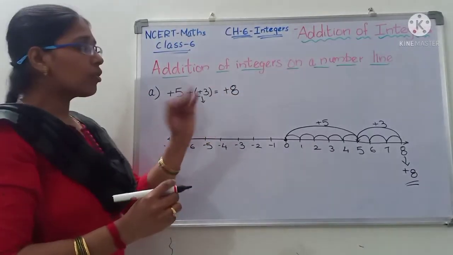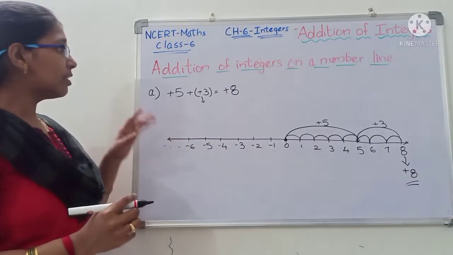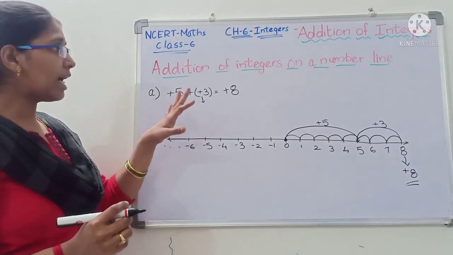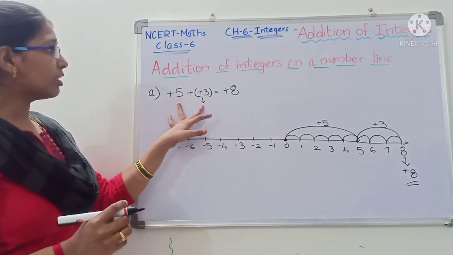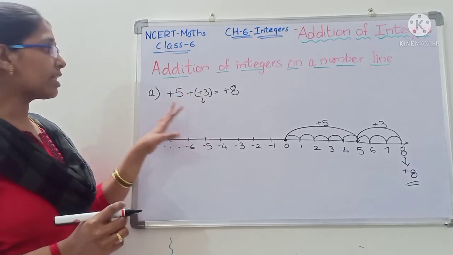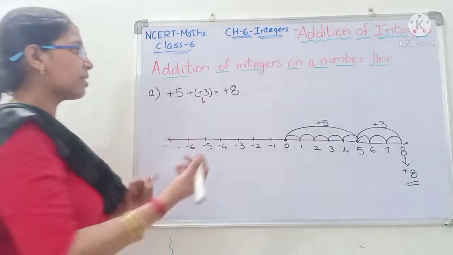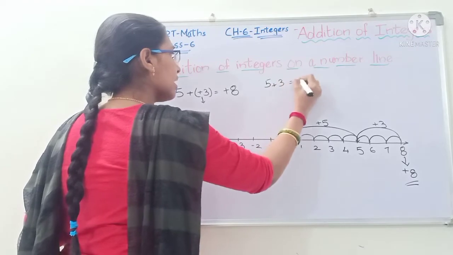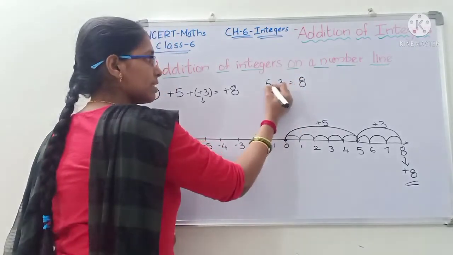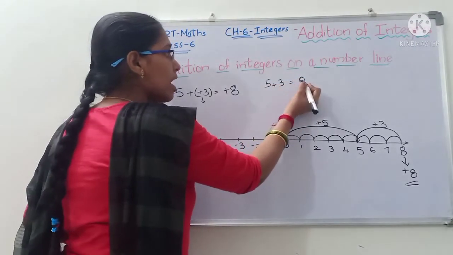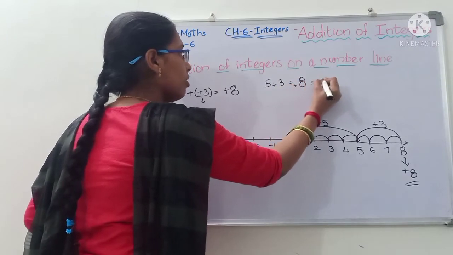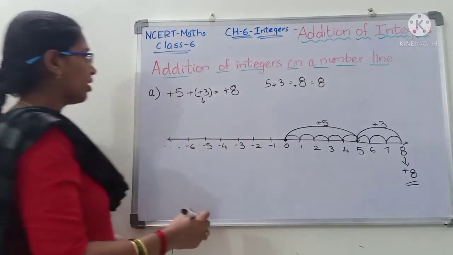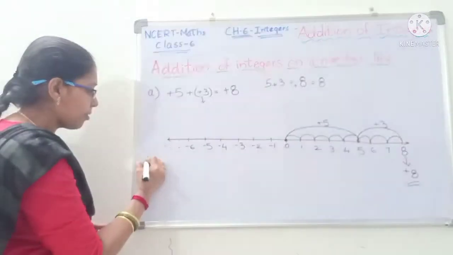Now let's solve this without using a number line. See children, to add two integers, you should first see the signs. Both are plus. That means just do 5 plus 3. It is 8. Both are plus, that is, both are positive numbers. The answer will be plus 8 or 8. Both are the same. Now let's solve another problem.